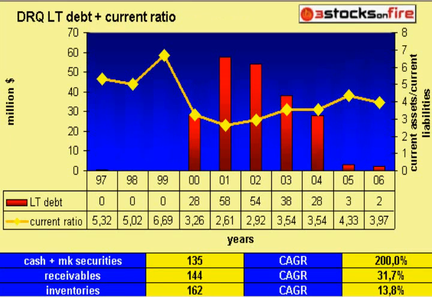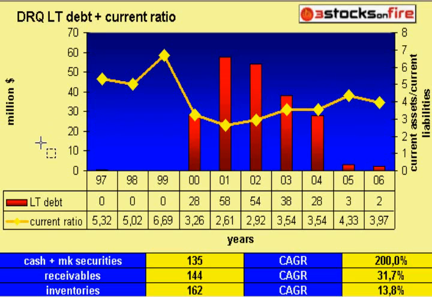Moving on, this is the balance sheet. We have here long-term debt and current ratio. Long-term debt has been reduced to almost zero, just $2 million in 06, and the current ratio is quite high at almost 4, which shows a healthy short-term liquidity picture. I like to see it above 2, so at 4 it is really attractive.